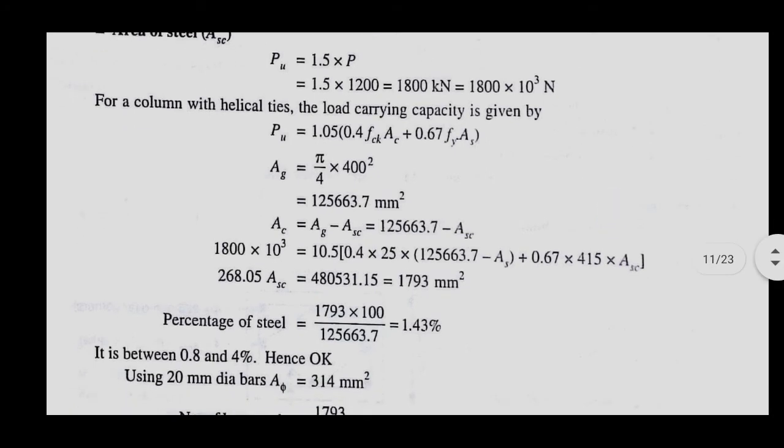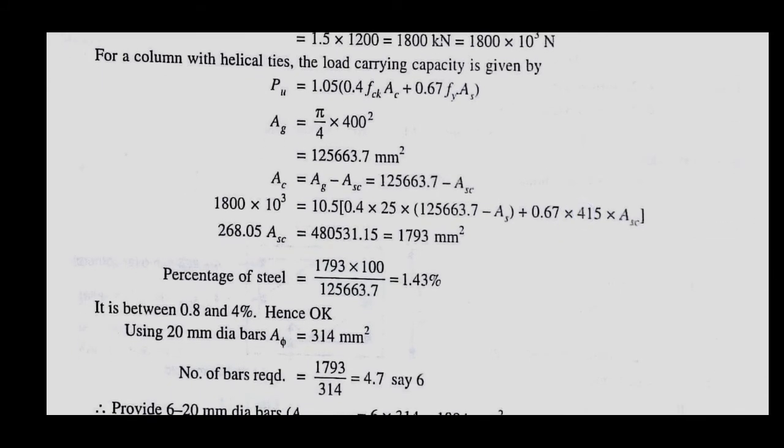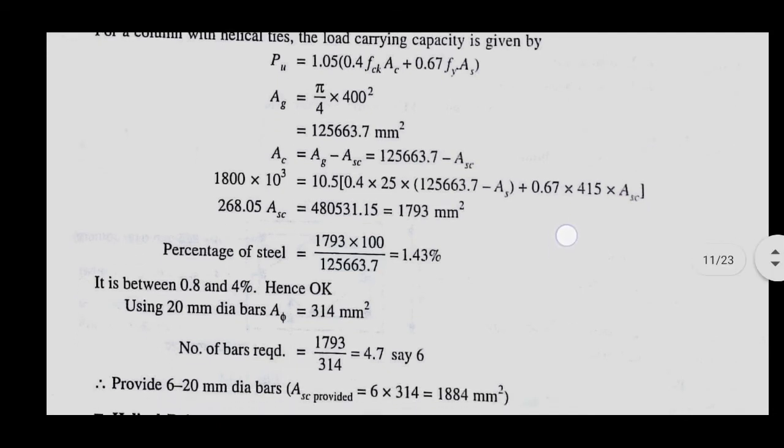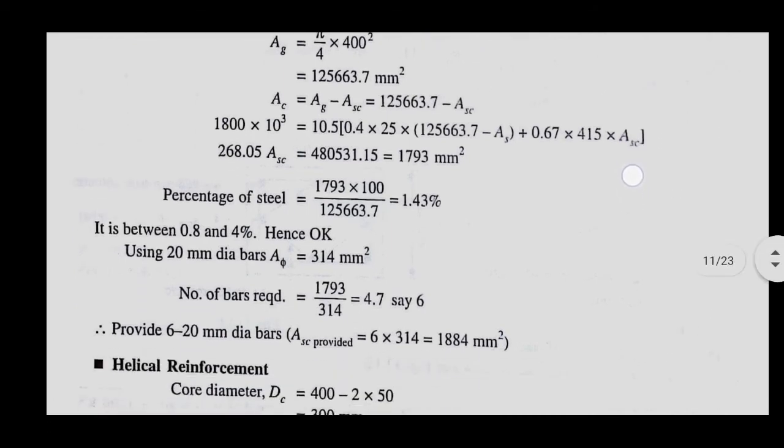Now using 20 mm dia bars, the area of one bar will be 314 mm square. So the number of bars required is 1793 by 314, which is equal to 4.7. But as I said earlier, for a circular column we need a minimum of 6 bars. So we will provide 6 bars. So provide 6 numbers of 20 mm dia bars. The area of steel provided is 6 into 314, which is equal to 1884 mm square.